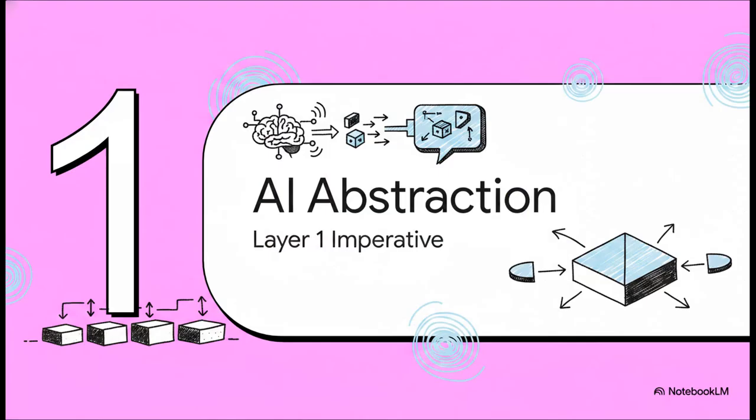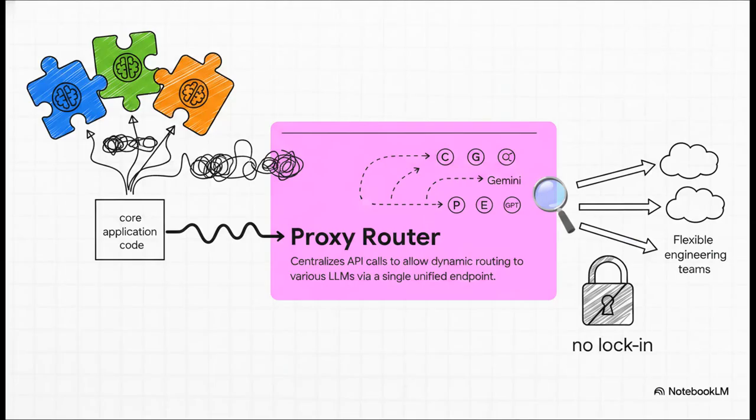Starting right at the foundation, Layer 1, the AI abstraction imperative. The fix here is something called a proxy router. Instead of your team hard-coding separate, messy API integrations for every single model out there, like one for Claude, one for Gemini, another one for GPT, an abstraction proxy layer standardizes the whole handshake. Your core application code only talks to one single unified endpoint. The proxy completely handles the translation and routing behind the scenes. This is a total game changer because it completely removes the risk of vendor lock-in right out of the gate.